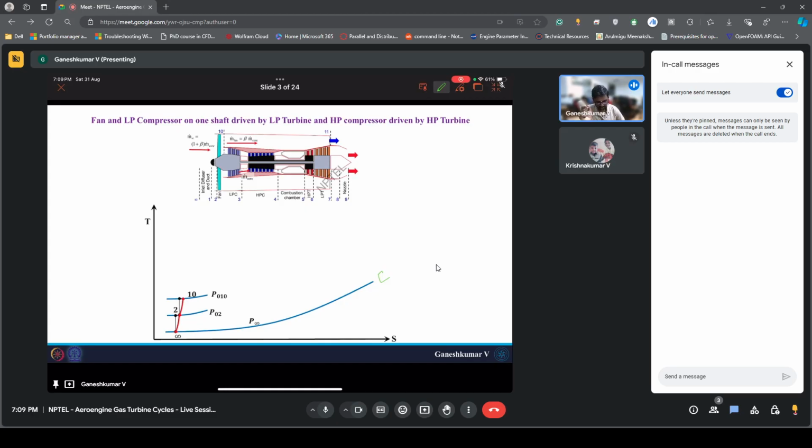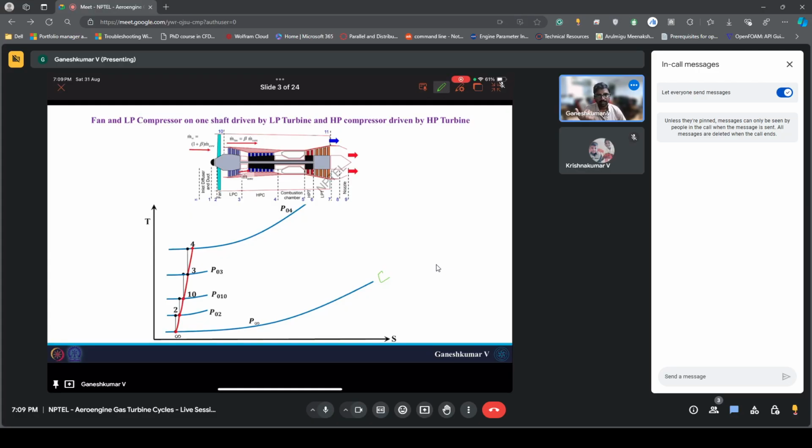So from 2 to 10, there is a component fan, and across this there's a pressure rise from P02 to P010. Then we are following the core stream. We will come back to the bypass stream. In the core stream, you have the low pressure compressor. From 10 to 3, there is again a pressure rise, and then you have the high pressure compressor, which reaches even higher pressure. At the end of the high pressure compressor, the air will be at high pressure and temperature.